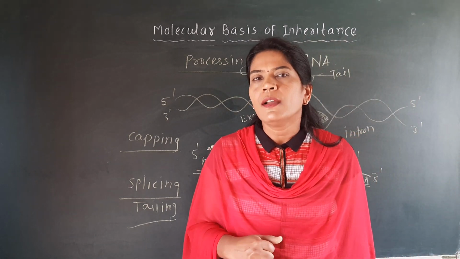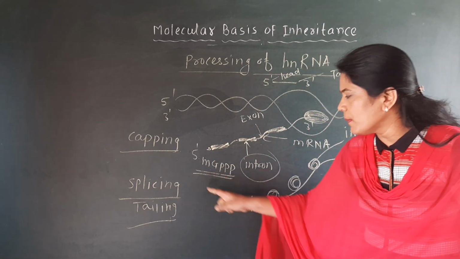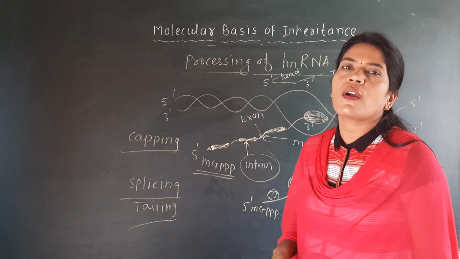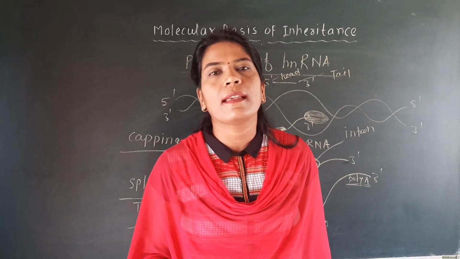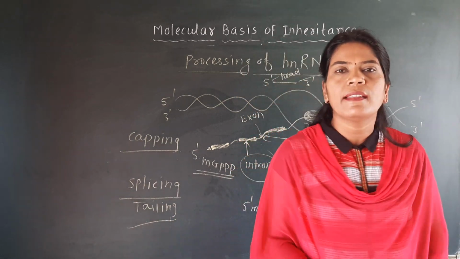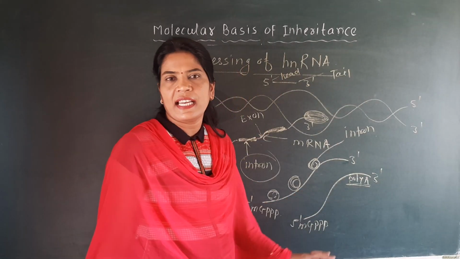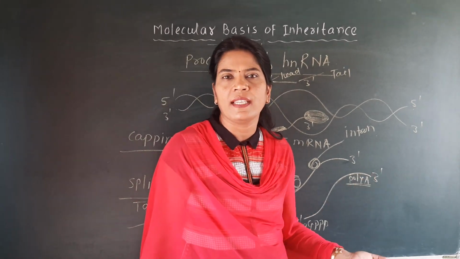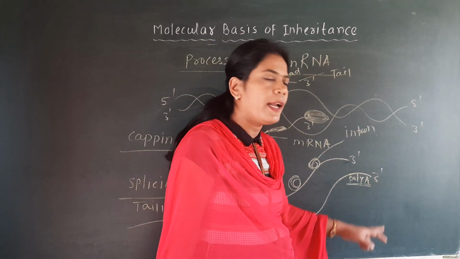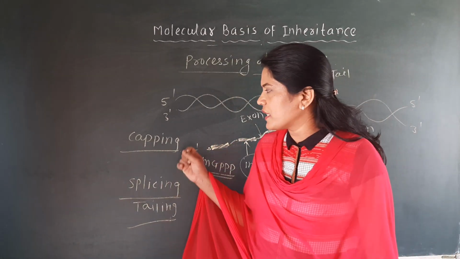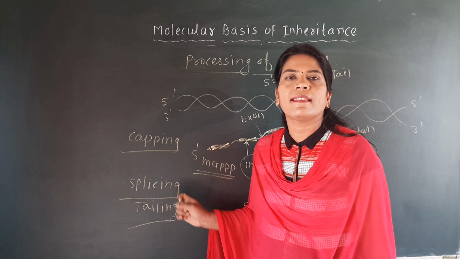Okay. Second point, what is splicing? Splicing means the removal of the intron. The removal of the intron from the mRNA is called the splicing. And what is meant by tailing? Tailing means the addition of polyadenylation, or addition of poly A, many adenosine at the 3' end of the mRNA, is called the tailing. So these definitions are very important: capping, splicing and the tailing.